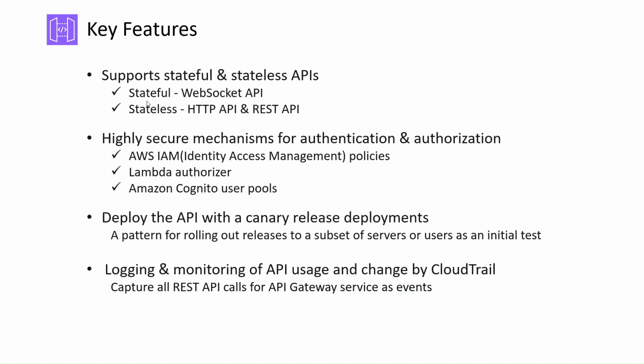Next, let us see some of the key features of API Gateway. API Gateway supports stateful APIs such as WebSocket and stateless APIs such as HTTP and REST APIs. Next, highly secure mechanisms for authentication and authorization. Using IAM, Identity Access Management, we can create resource-based policies to allow or deny access to APIs and methods from specified source IP addresses or VPC endpoints.